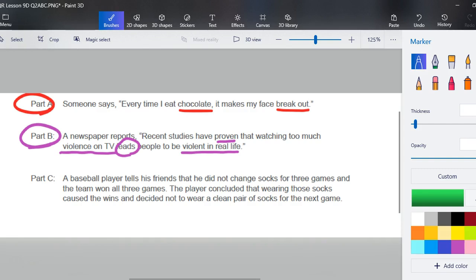Just think about these. A baseball player tells his friends that he did not change his socks for 3 games and the team won all 3 games. Therefore, the player concluded that wearing these socks caused the wins and decided to not wear a clean pair of socks for the next game.